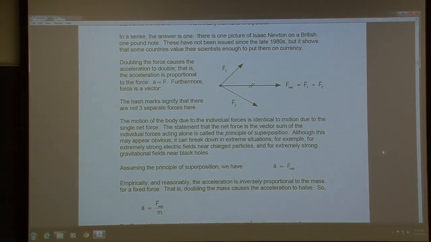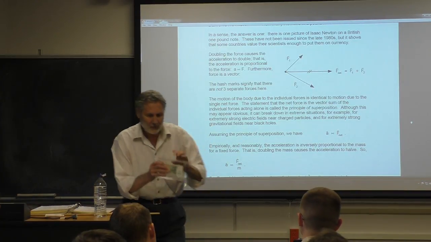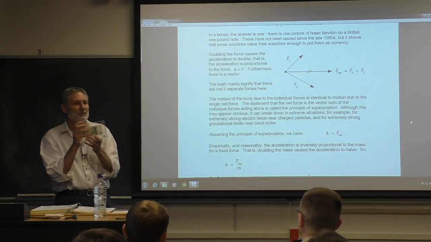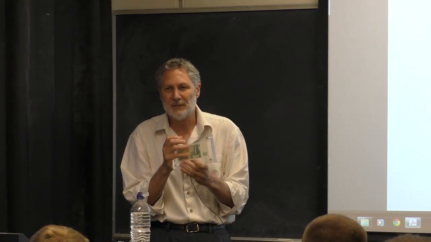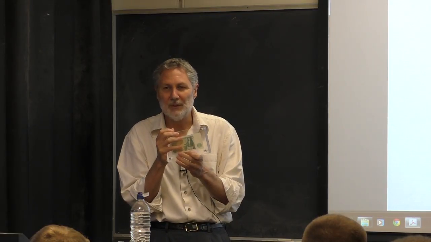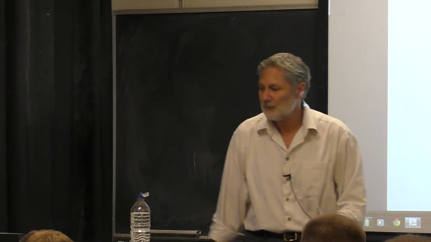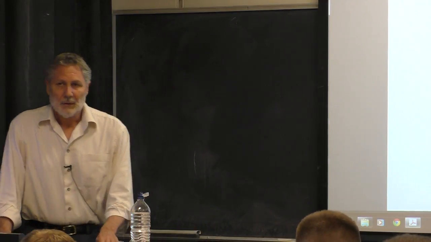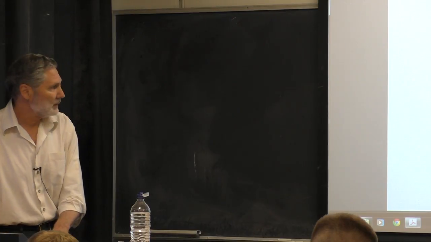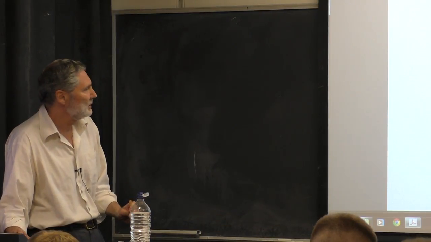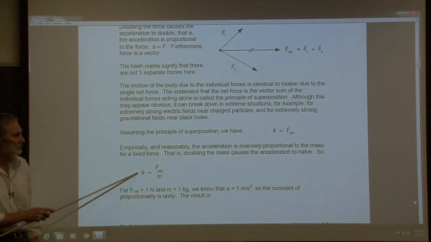Now we have to ask, what about mass? What if I double the mass? I exert a force on a body and observe a certain acceleration. If I double the mass, what's going to happen to the acceleration? It's going to be less, right? And how much less? It's going to be 1/2. If I increase the mass by a factor of 10, the acceleration is going to drop by a factor of 10. So we can summarize that by saying that the acceleration is inversely proportional to the mass. If you double the mass, you halve the acceleration.